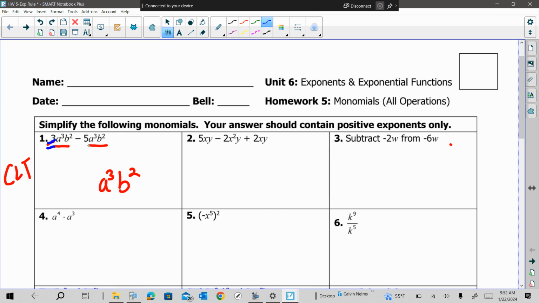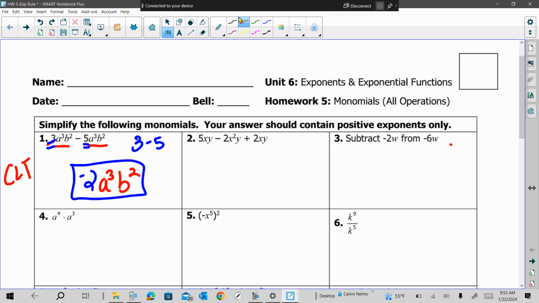Well, that's 3 and 5. So I'm saying 3 minus 5. What is 3 minus 5? So that's what goes in front of the letter and the exponent. I know you can probably do some of these mentally. Make sure you're picking the right like term. Now I can get the ruler. On 3, you have to kind of set it up. On 2, the only like terms are the xy and the xy. Those are the only ones you can combine. You leave the x squared y in your expression.